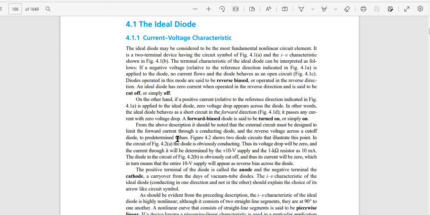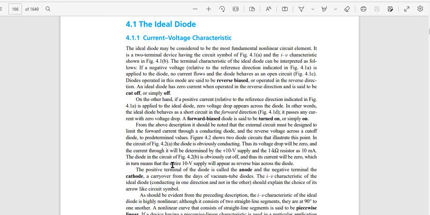From the above description, it should be noted that the external circuit must be designed to limit the forward current through a conducting diode and the reverse voltage across a cut-off diode to predetermined values. Figure 4.2 shows two diode circuits that illustrate this point. In the circuit of figure 4.2a, the diode is obviously conducting, thus its voltage drop will be zero and the current through it will be determined by the plus 10 volt supply and the 1 kilo ohm resistor as 10 milliamperes.